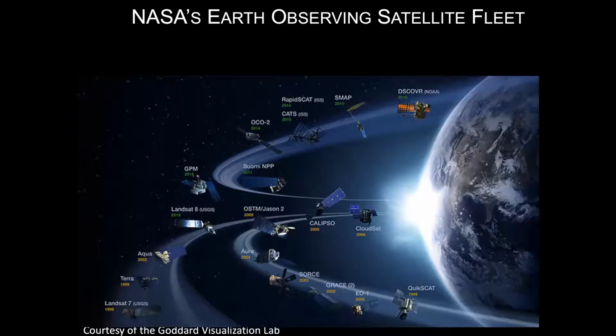Okay, so I started at JPL studying tropical forests using satellite data, and I've done many things since then, but I've actually always focused on terrestrial ecosystems. And I just want to give you a little overview of the fleet of satellites that we have in space. So these are the satellites that NASA has in space.